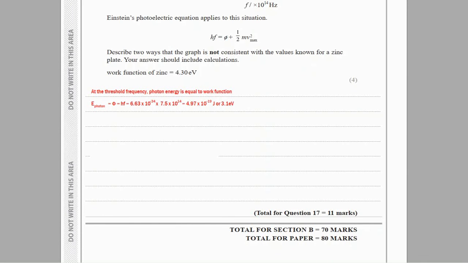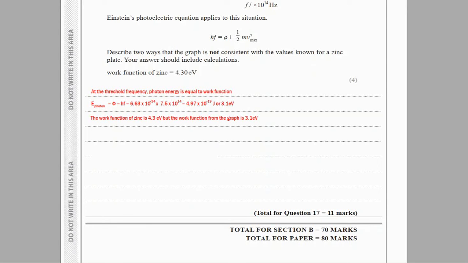But guess what? The work function of zinc is given in the question as 4.3. So do the two values match? It doesn't. Therefore, this is one of the ways the graph is not consistent. The work function of zinc is 4.3, but the work function from the graph is 3.1. So that's one of the ways it is not consistent.